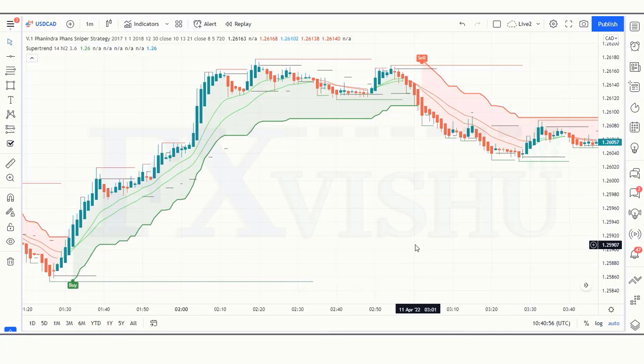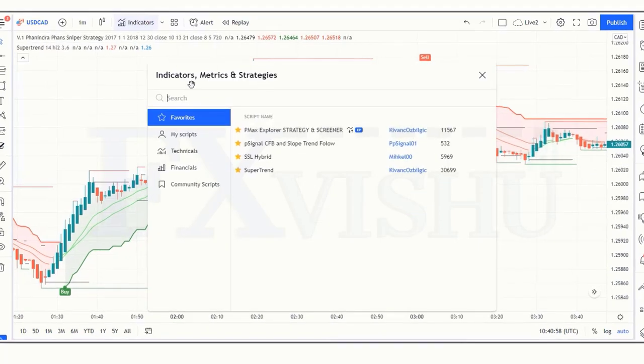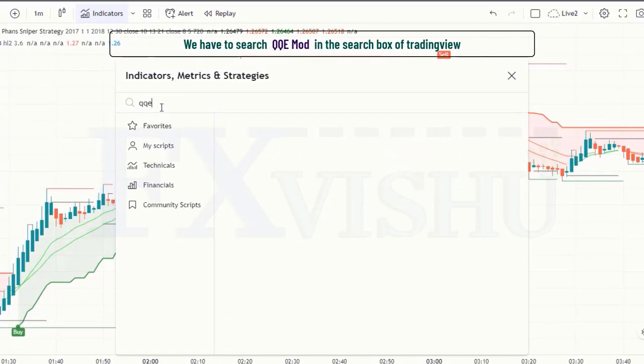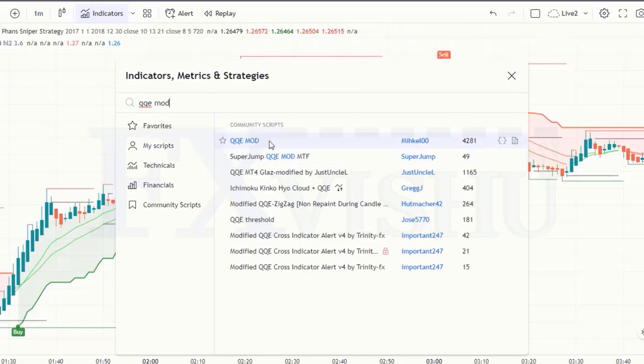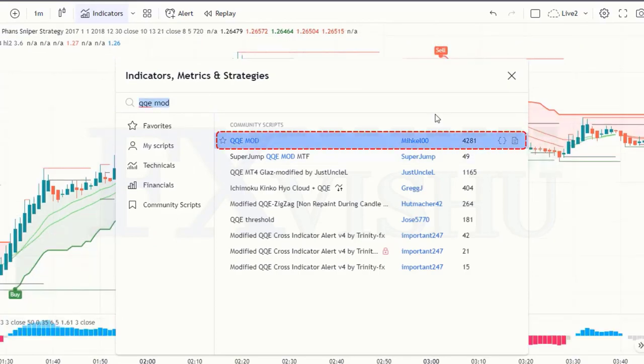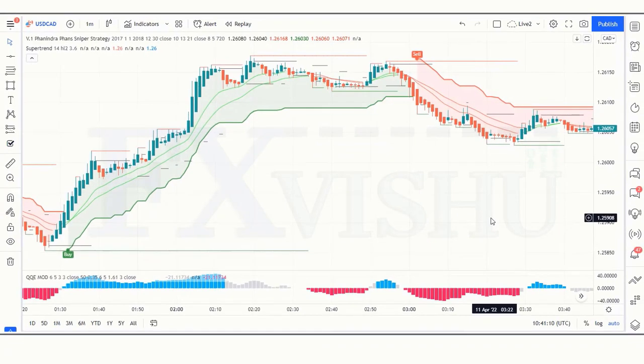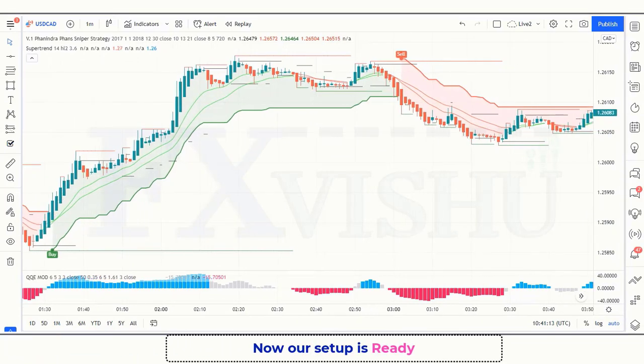After that we have to apply another indicator on the chart. We will search QQE mod in the search box of TradingView. After that we have to click on QQE mod option. Now our setup is ready.